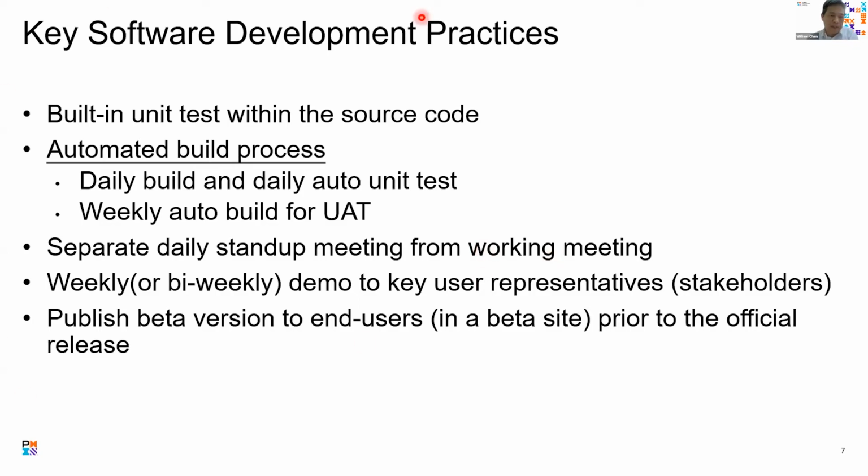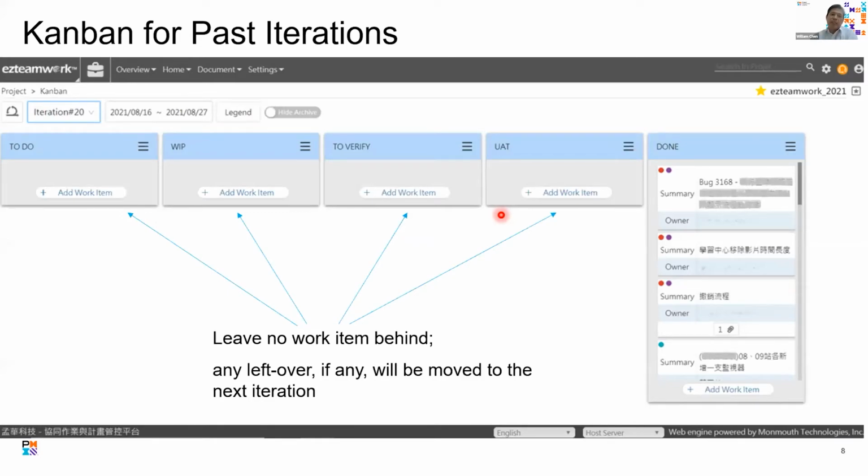So with all these processes, we are able to embed a very short and very quick mini waterfall within each iteration. And again, an iteration is only 2 weeks long. So it's a very short cycle. And usually after 3 or 4 iterations, we roll out a product to the beta site. And another practice is to share.